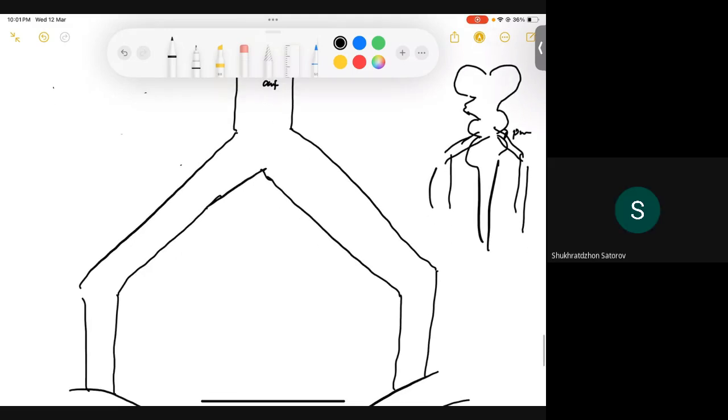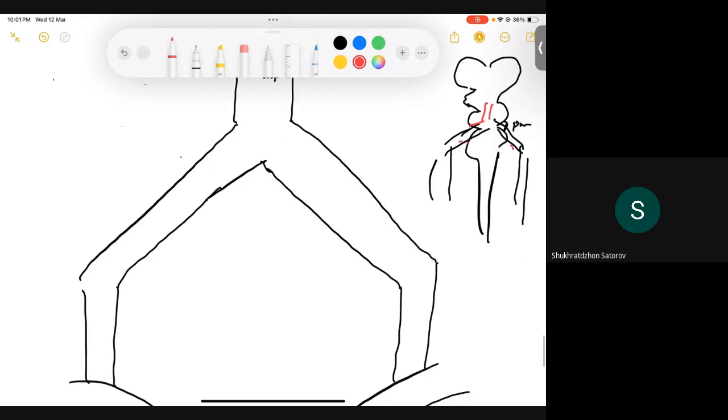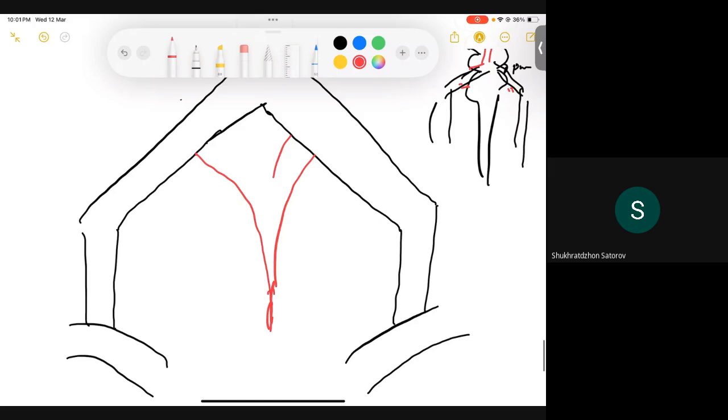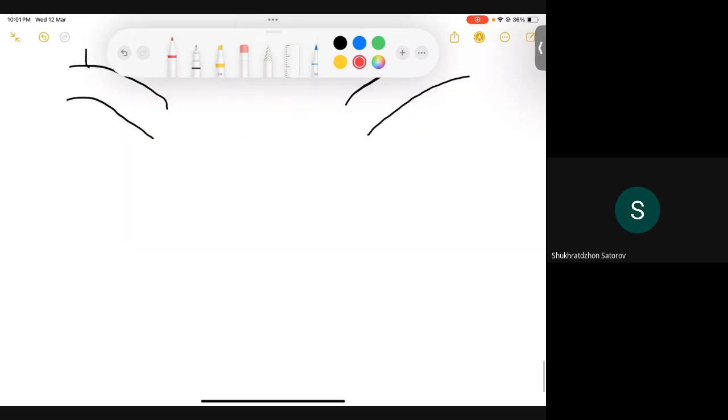Here I'm just drawing the small picture. They will contribute to the formation of the basilar artery. But from the vertebral arteries, once they join with one another, what would they do? They would give one anterior spinal artery and two posterior spinal arteries. Spinal arteries are also important.